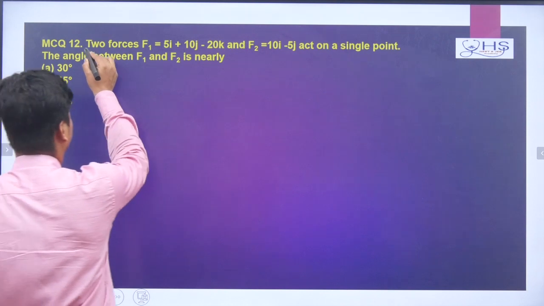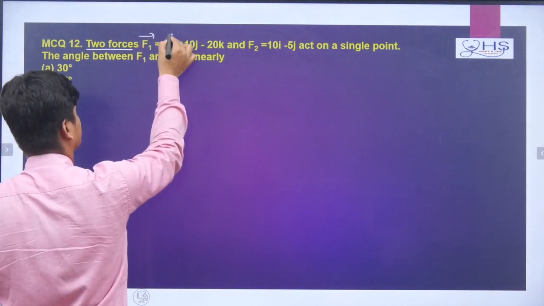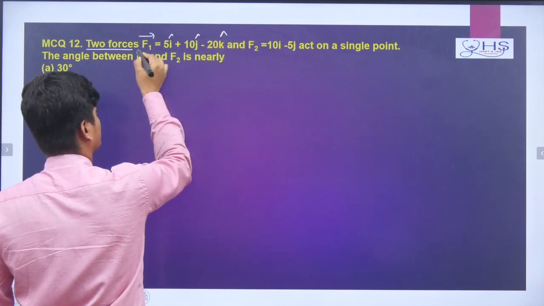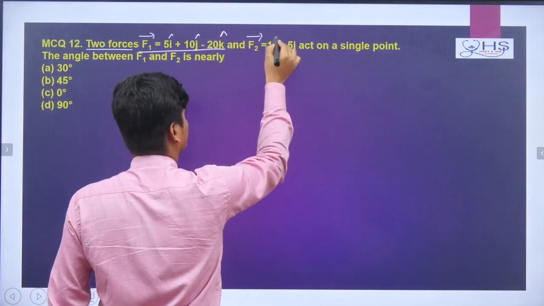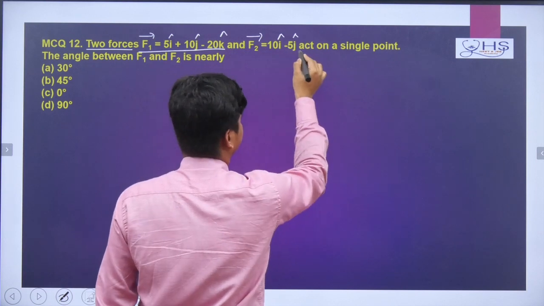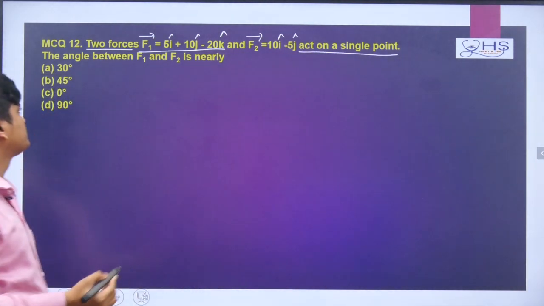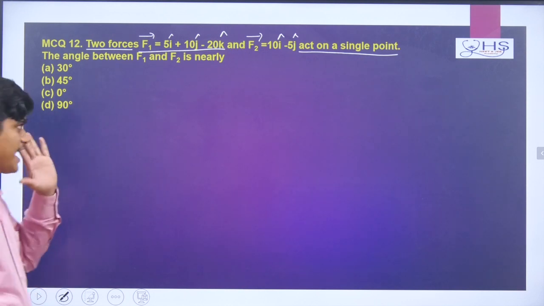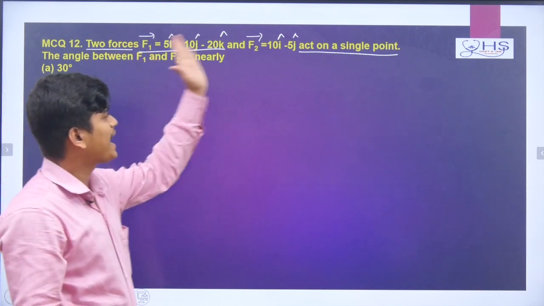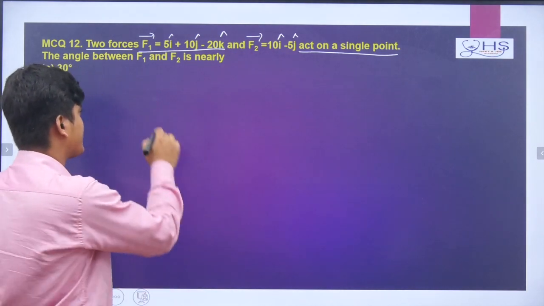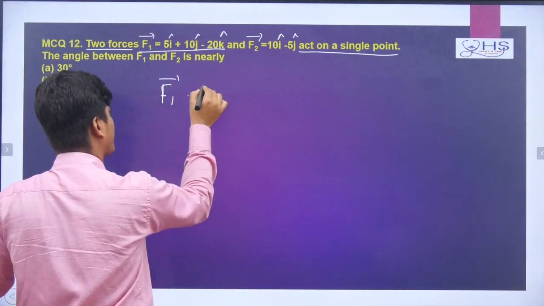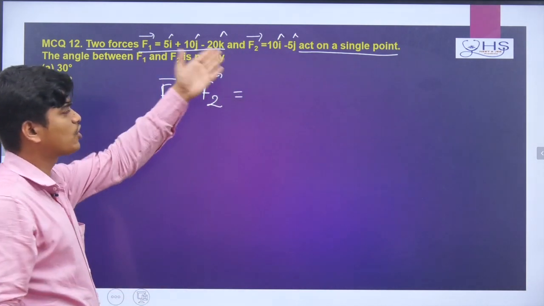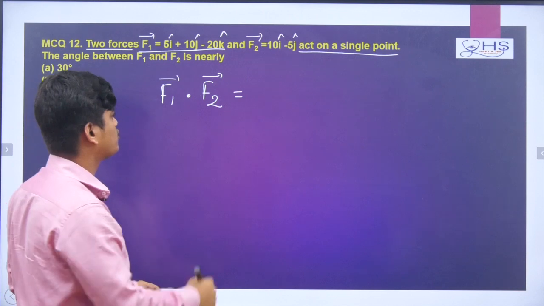Okay, so next question, they are telling two forces. One force is given as F1 equals 5i cap plus 10j cap minus 20k cap, and the F2 vector is given as 10i minus 5j, acting on a single point. Now the angle between F1 and F2 is nearly how much? Okay, here also we will do the same type of thing, but first I will not calculate the magnitude. First let me check what comes for F1 vector dot F2 vector, according to the component form. Then after that I will see about cos theta.